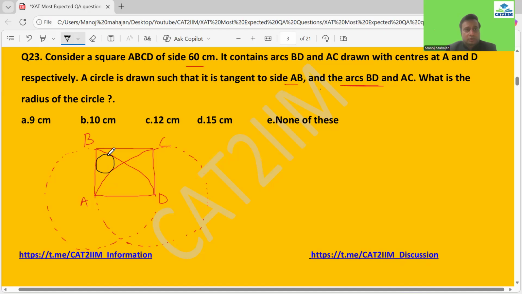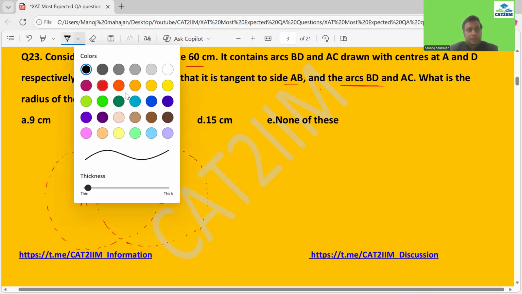So we have to find out the radius of this circle out here. We'll come to the solution to this problem also. But before that, I wanted to teach you some other concepts also. Either way, if you find the radius of this circle also, it would actually be the same.